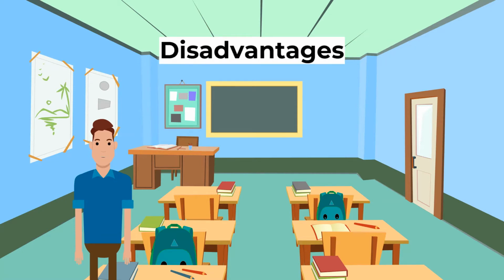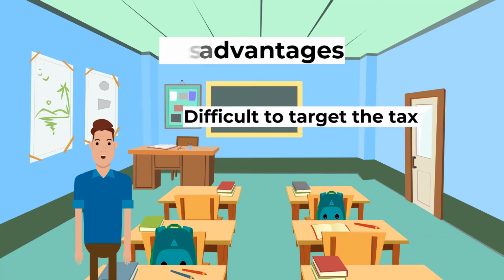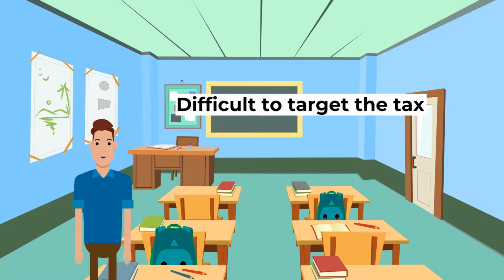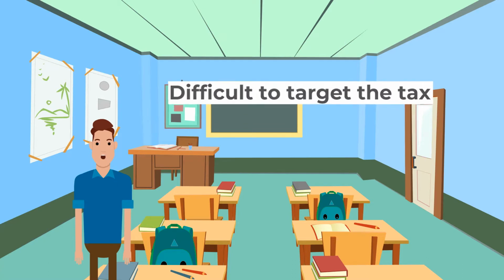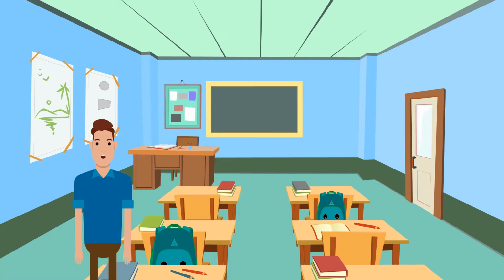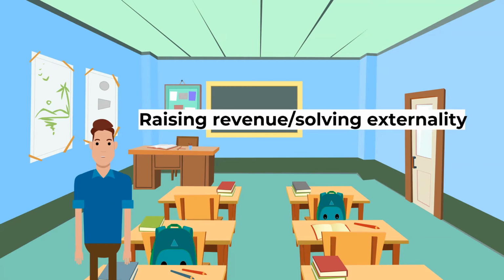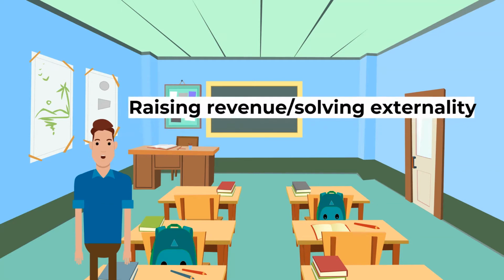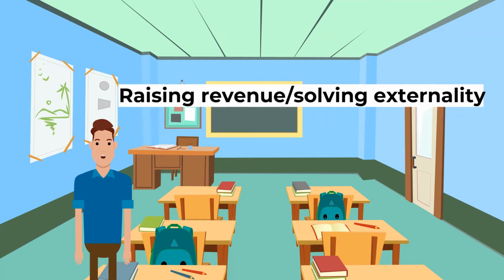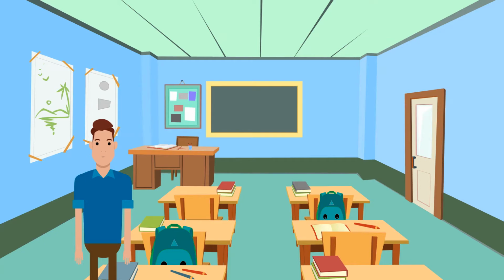Now, the disadvantages. 1. It is difficult to know the size of the externality and so it is difficult to target the tax. The effect depends on where the tax is set. The government suffers from imperfect information when setting the tax. 2. There could be a conflict between the government goal of raising revenue and solving the externality, which makes setting the tax difficult. 3. It could lead to the creation of a black market.